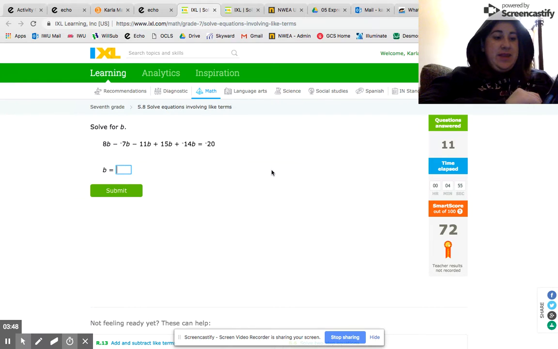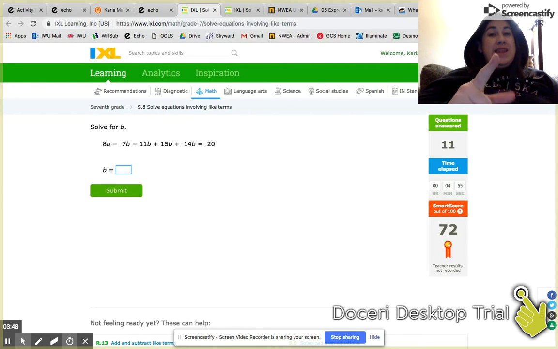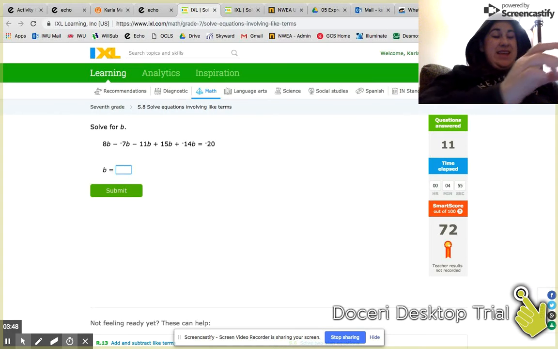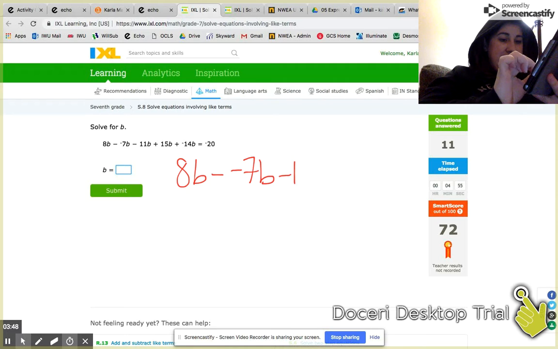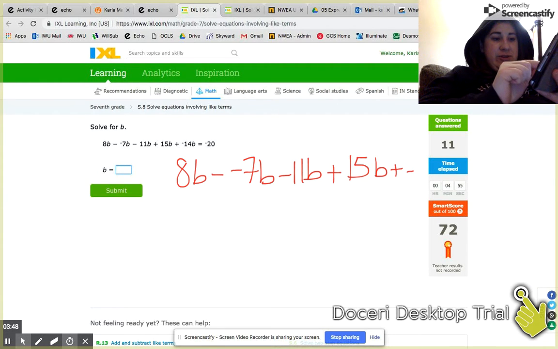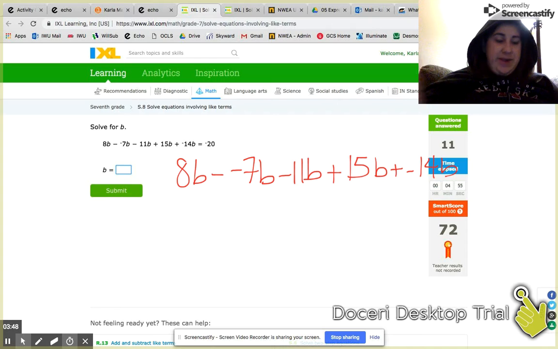Let's try it. Here I just have a lot more b's, but they are all b's. They are all the same term. But there's a tricky piece of this. And I'm going to rewrite it, okay? So I have 8b minus negative 7b minus 11b plus 15b plus negative 14b, okay? I'm not going to add the equals negative 20 yet because we have to simplify all of this mess first, all right?